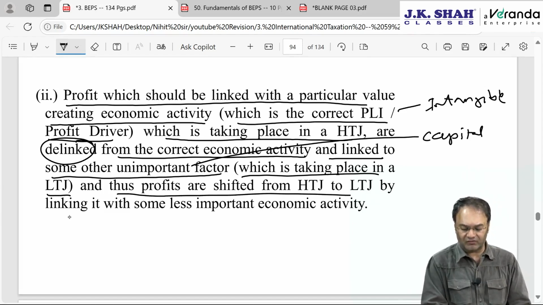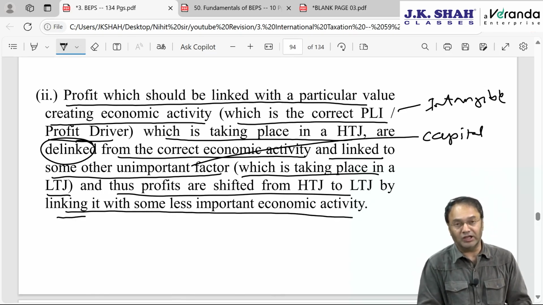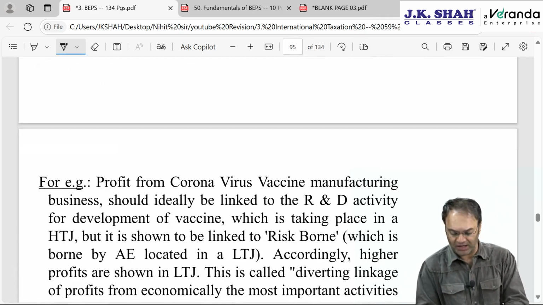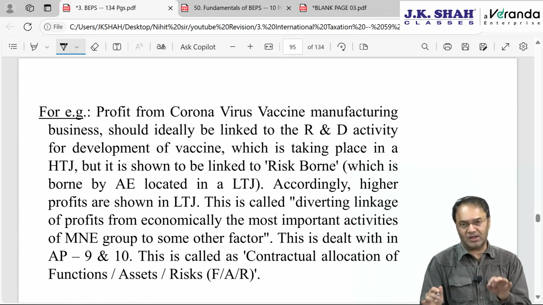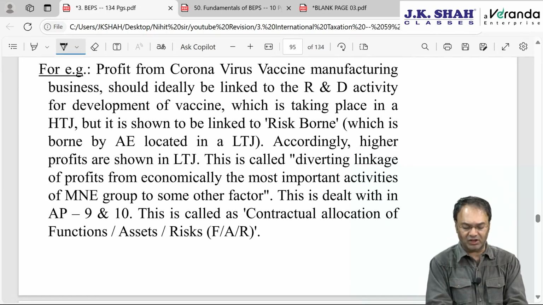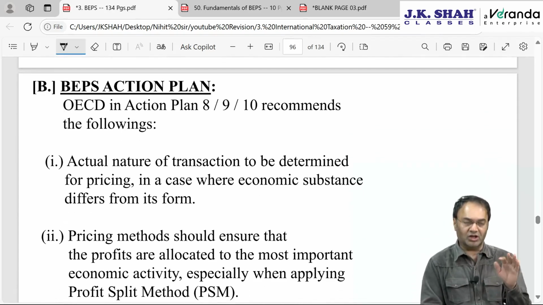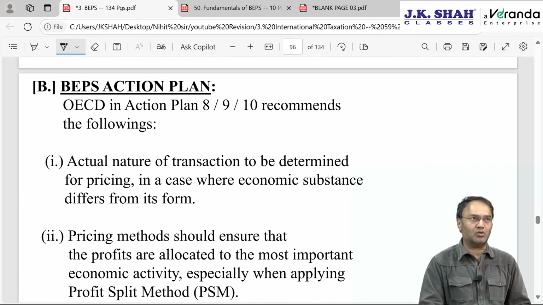Thus, profits are shifted from high tax jurisdiction to low tax jurisdiction by linking it with some less important economic activity. Okay, then the example which I gave you, same example I have given here also, which is not needed. What is OECD recommending? How to tackle this?